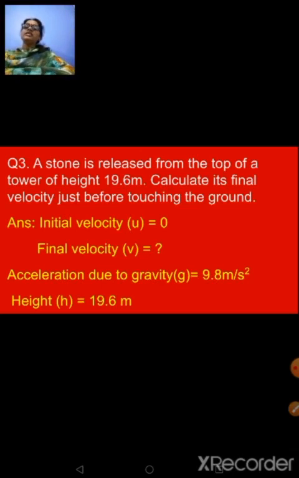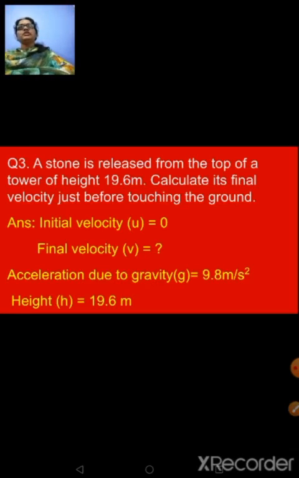A stone is released from the top of a tower of height 19.6 meter. Calculate its final velocity just before touching the ground. See here, they have given the height of the tower as 19.6 meter, and they have said a stone is dropped down from the top of the tower. They want you to calculate the final velocity before touching the ground. Okay, I'll talk about that later.